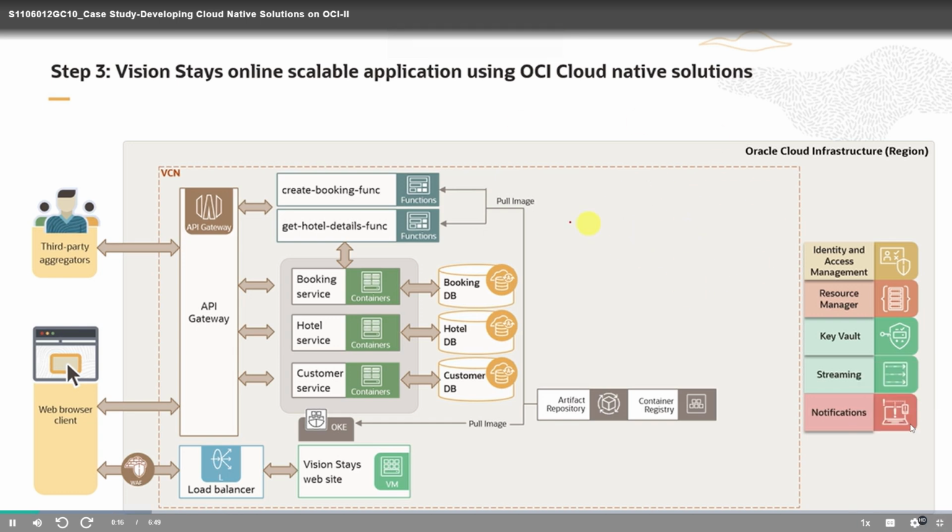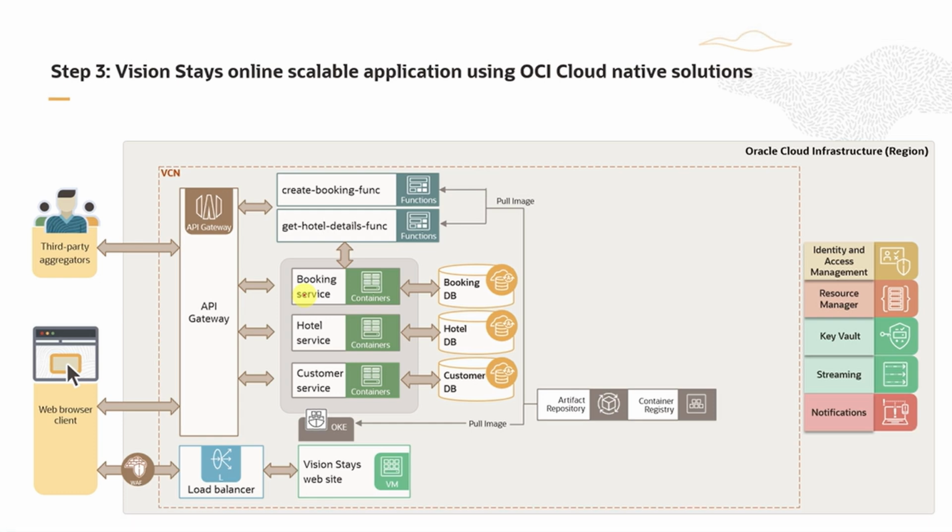This comprehensive diagram provides a high-level overview of the components and services integral to our case study solution. At the heart of our architecture are three microservices, namely customer service, hotel service, and booking service. They will collect and store customer details, manage information for Vision Stays hotels, and handle reservation booking respectively. To ensure seamless deployment and management, we propose containerizing each microservice and deploy them into a Kubernetes cluster managed by OCI's Container Engine for Kubernetes, also known as OKE.